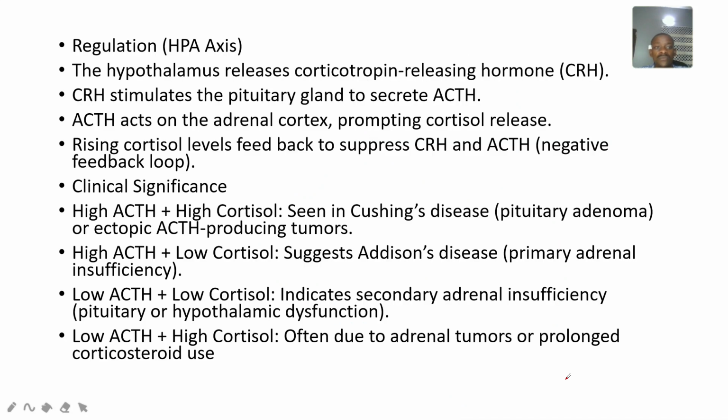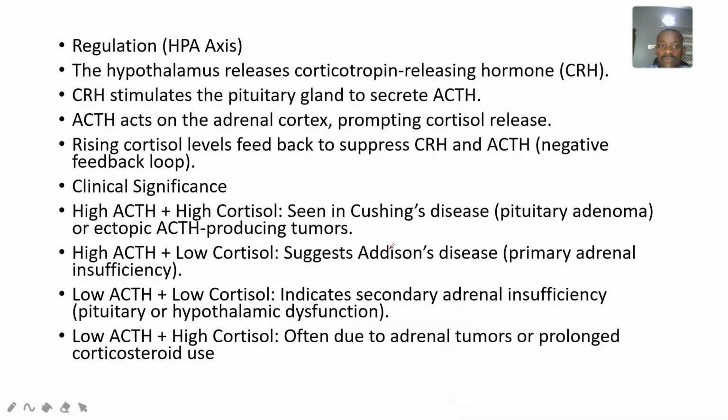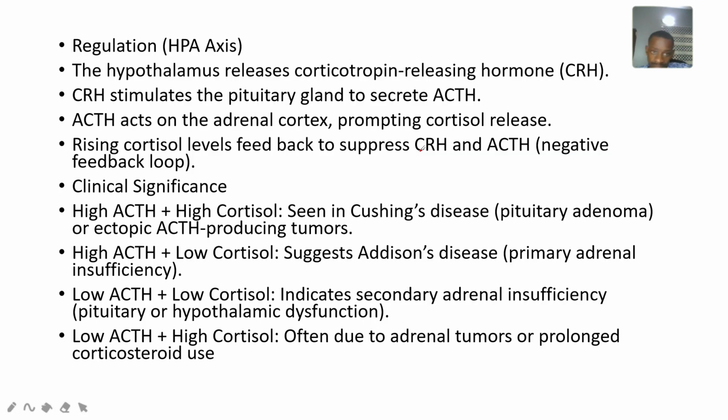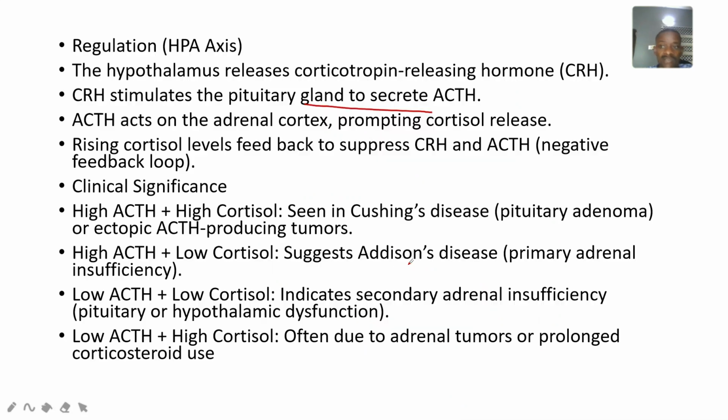Now regulation. The hypothalamus releases what? Corticotropin-releasing hormone, that's CRH. From the hypothalamus, it goes to the pituitary gland, the anterior one at the front, which produces the ACTH. So corticotropin-releasing hormone stimulates the pituitary gland to release ACTH. ACTH will now go down to the adrenal glands, which are on top of the kidneys, and stimulate them to produce cortisol.